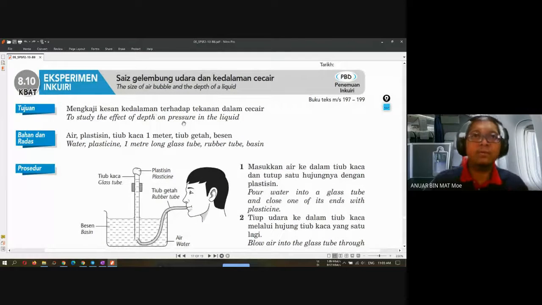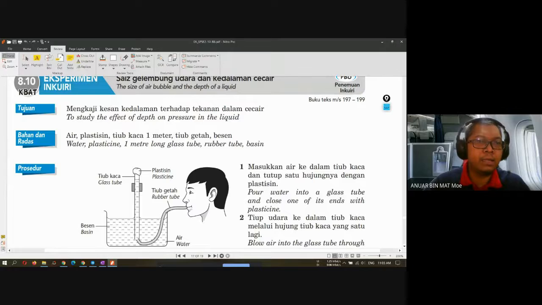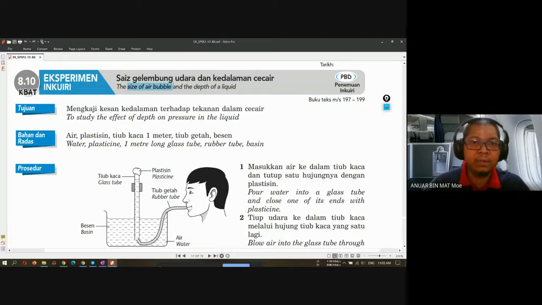I want to explain this, 8.10, the inquiry experiment. The title for this experiment is supposed to be the size of the bubble and the depth of the liquid. It is related to our previous topic, liquid pressure.